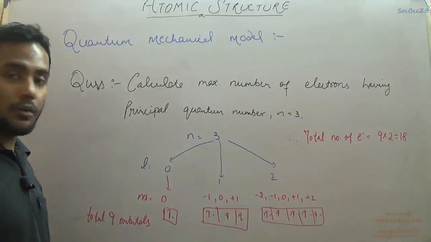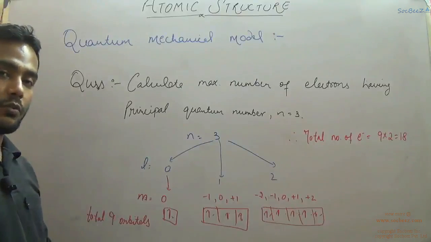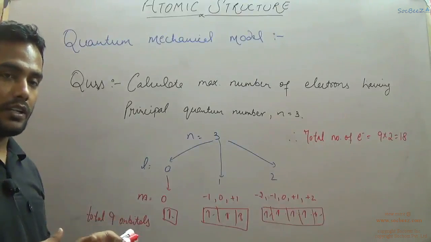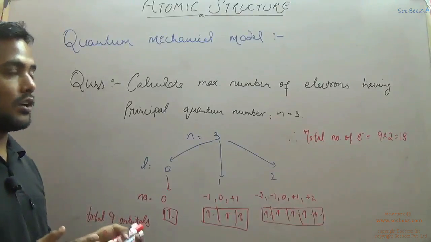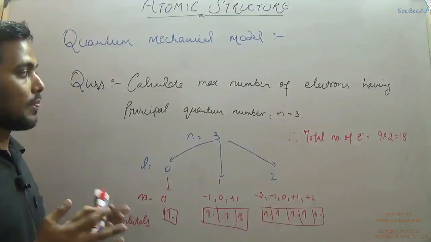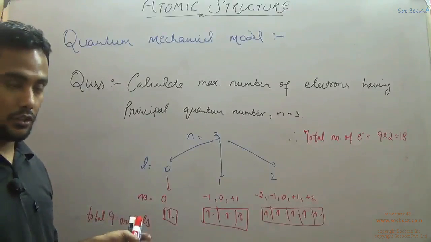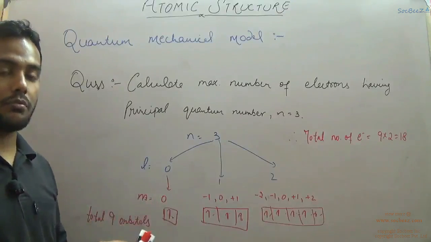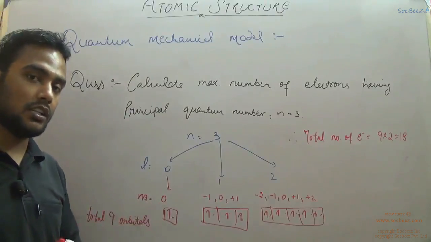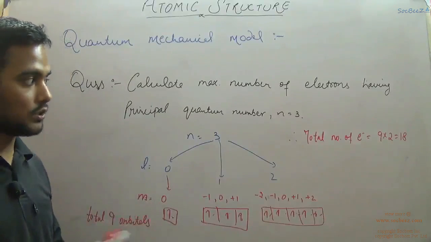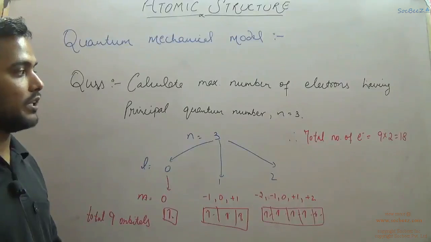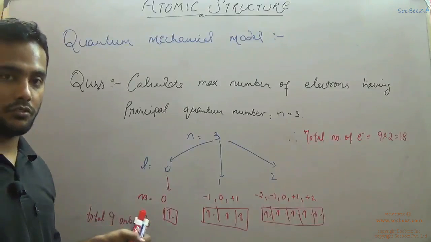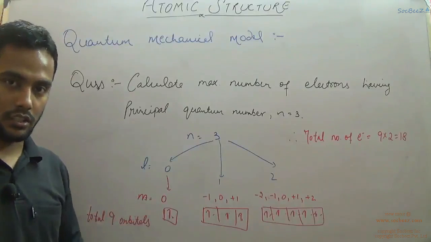I'll stop here. In our next video, we are going to discuss the shapes of an orbital, and we are also going to discuss the places at which the probability of finding an electron will be 0. We call them nodes. So what are nodes, and how can we calculate the position of nodes? We are going to discuss it in the next video.